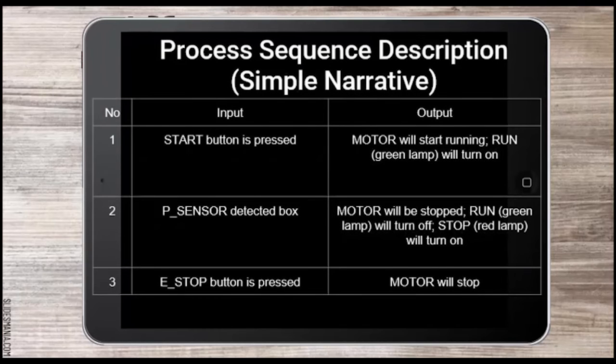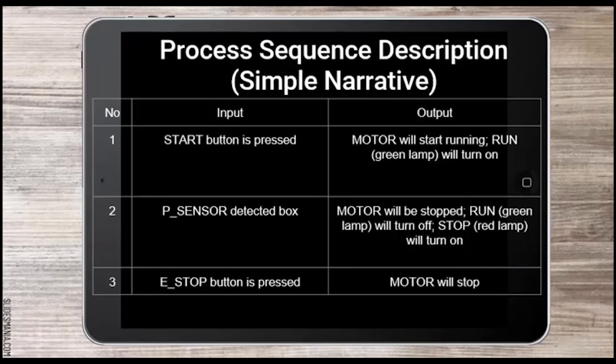Next, we move to the process sequence description in simple narrative. The first step is input. The start button is pressed, while the output is the motor will start running. At the same time, the green lamp will turn on.